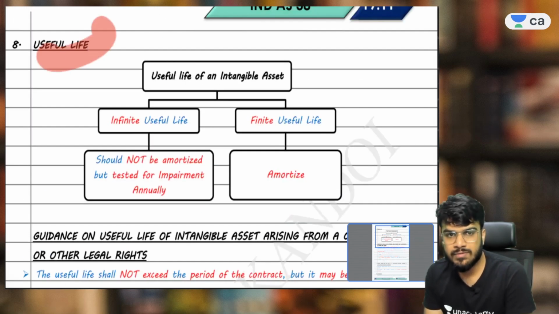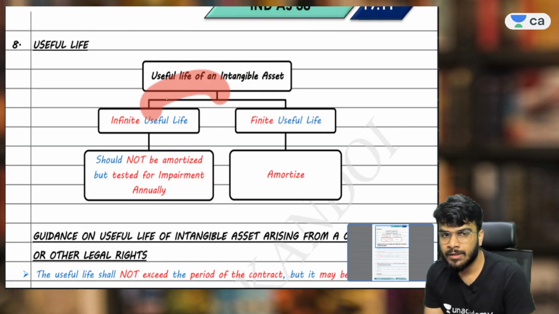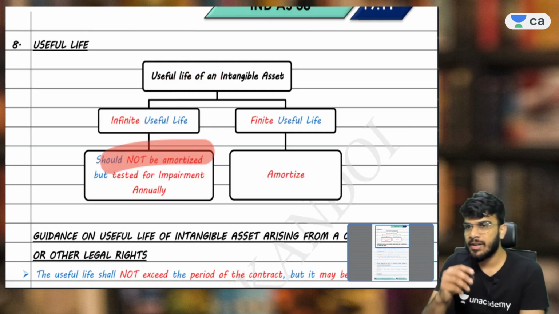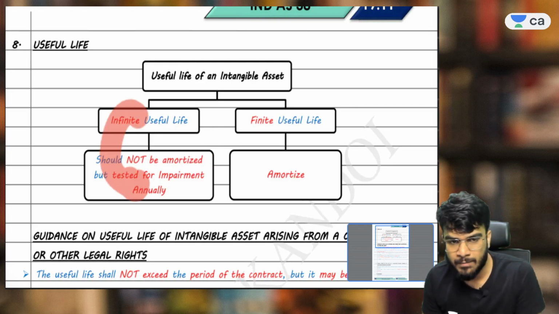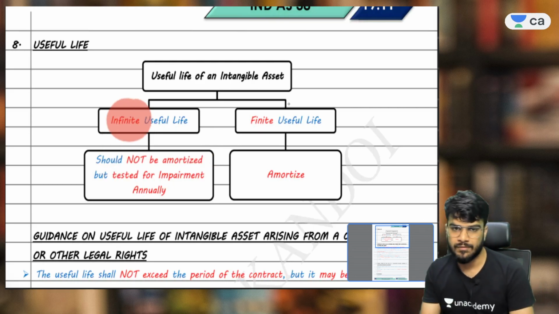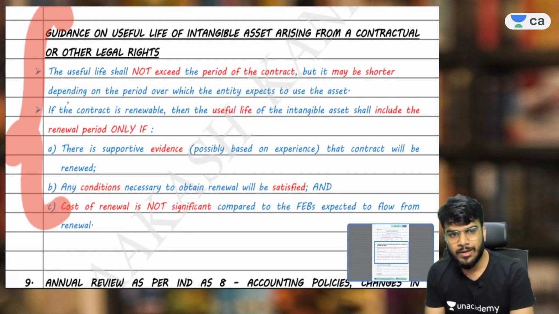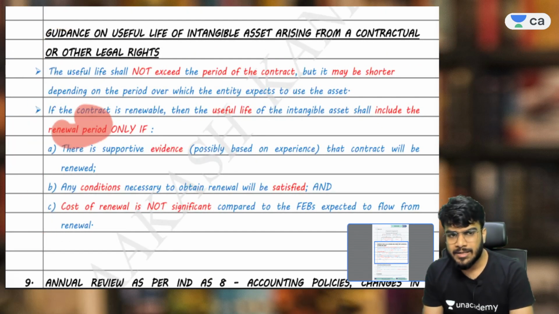Next point is useful life. In case of intangibles, if the useful life is infinite, you will not depreciate or amortize it. Of course, if you have studied IND AS 36, you might know that it is tested for impairment annually in case of infinite useful life. But if the useful life is finite, you will amortize it. There is some guidance given on useful life. What is the guidance? It is related to the renewal period.